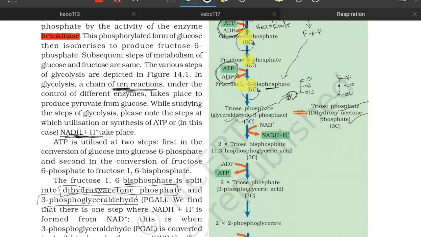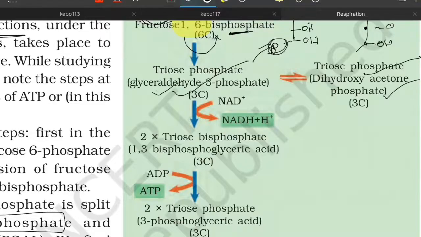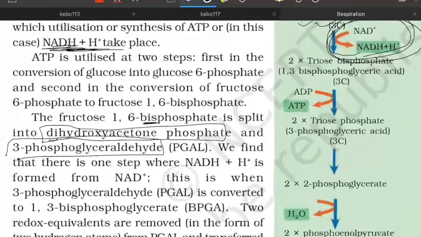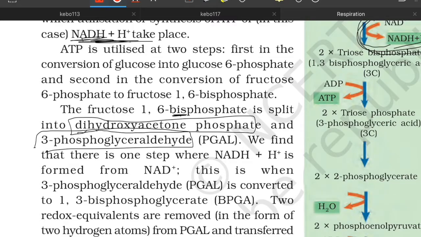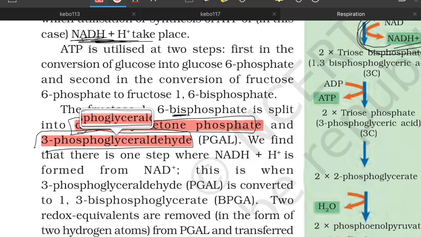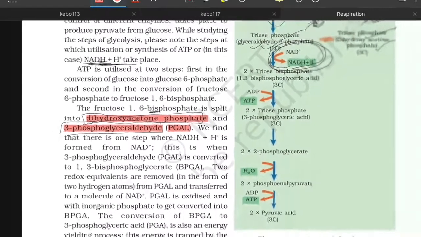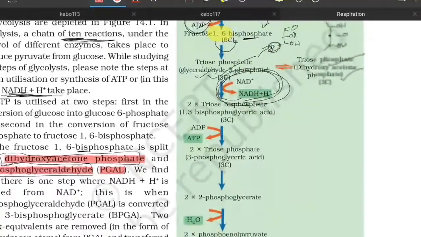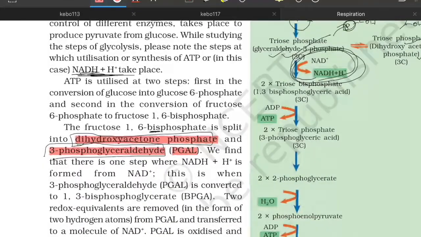It has been split. Everything is very smooth until now. The next step after splitting is where NADH is going to be synthesized. Before that, you have to remember this very important fact about the letters. 3-phosphoglyceraldehyde is called PGAL. You shouldn't get confused with this. Dihydroxyacetone phosphate and 3-phosphoglyceraldehyde. 3-phosphoglyceraldehyde and glyceraldehyde 3-phosphate are both the same. So don't get confused, they are just shifting the order in which they are saying this.